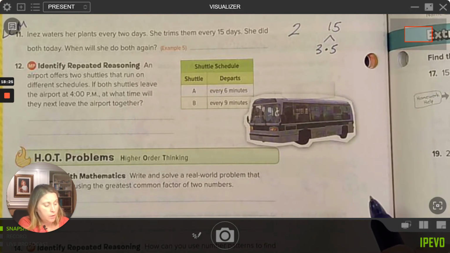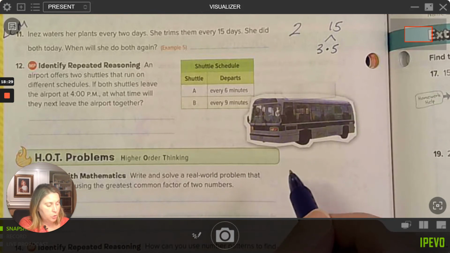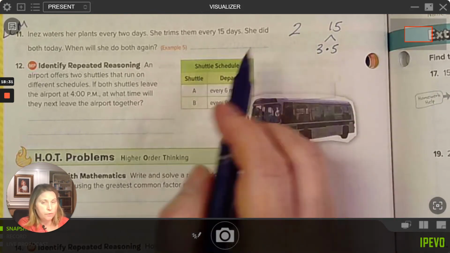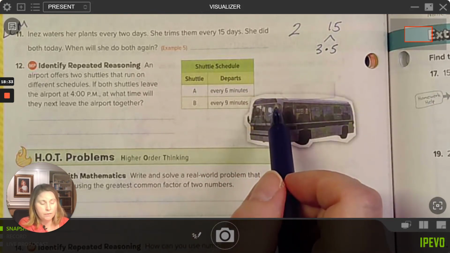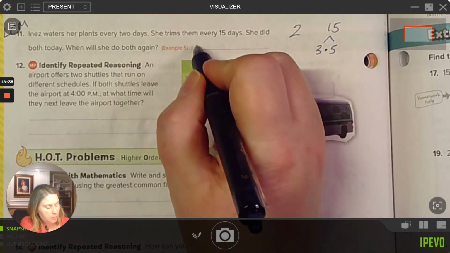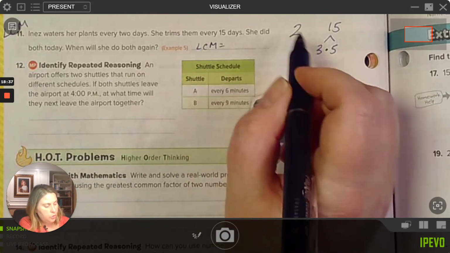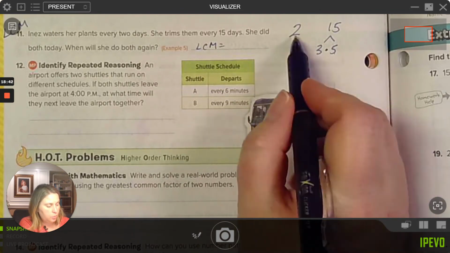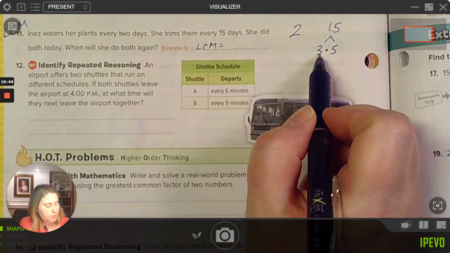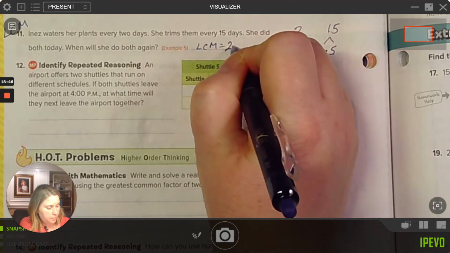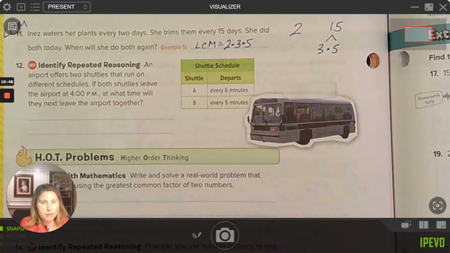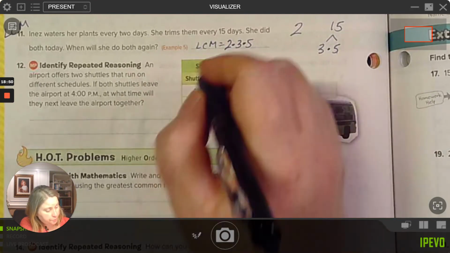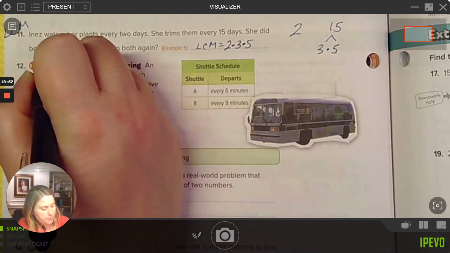And then we're looking for the least common multiple because we want to know how many days from now she'll be doing that again. So we're looking for factors that occur in at least one of the numbers. Okay, so our least common multiple, 2 times 3 times 5, because none of the numbers repeat. There are no duplicates, so it's just 2 times 3 times 5. 2 times 3 is 6, times 5 is 30. So in 30 days.